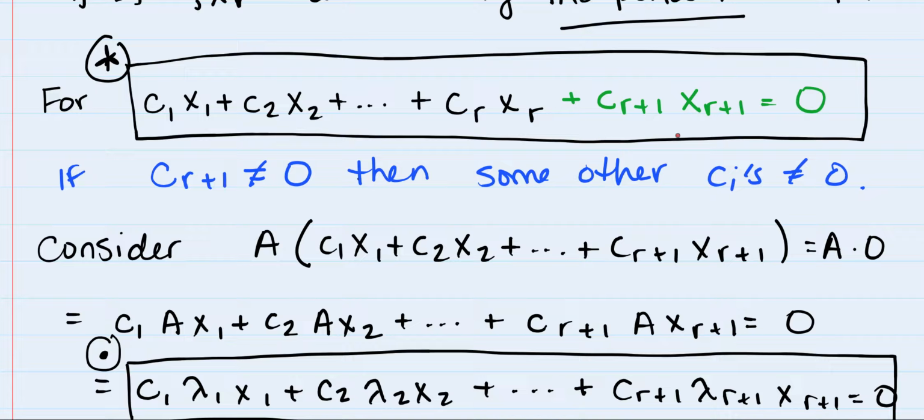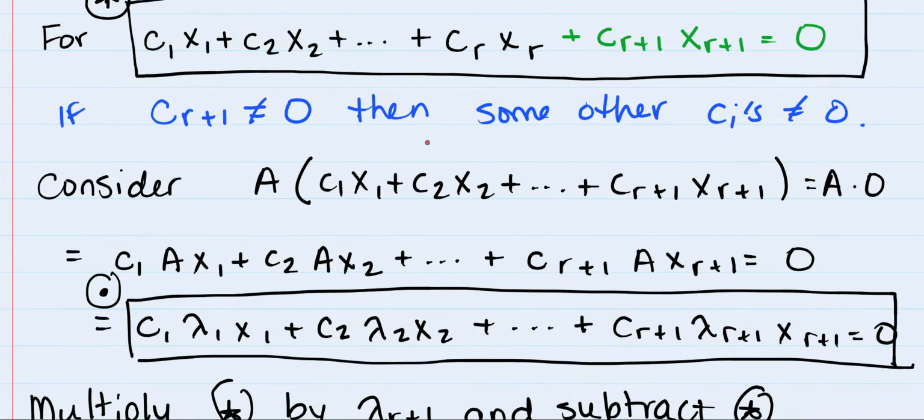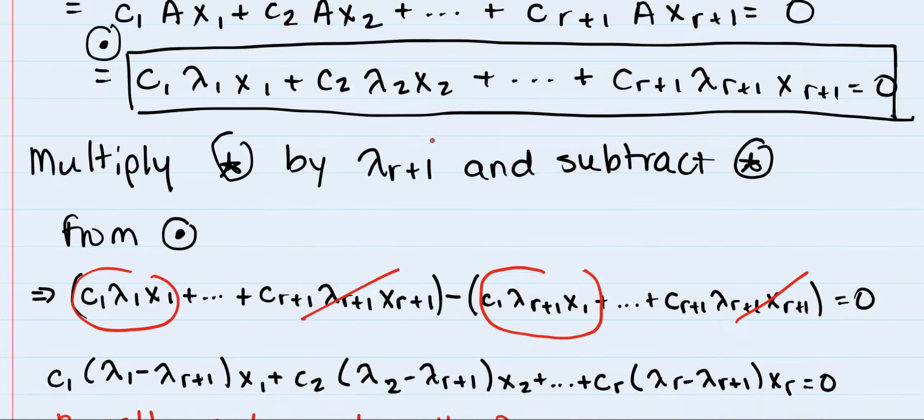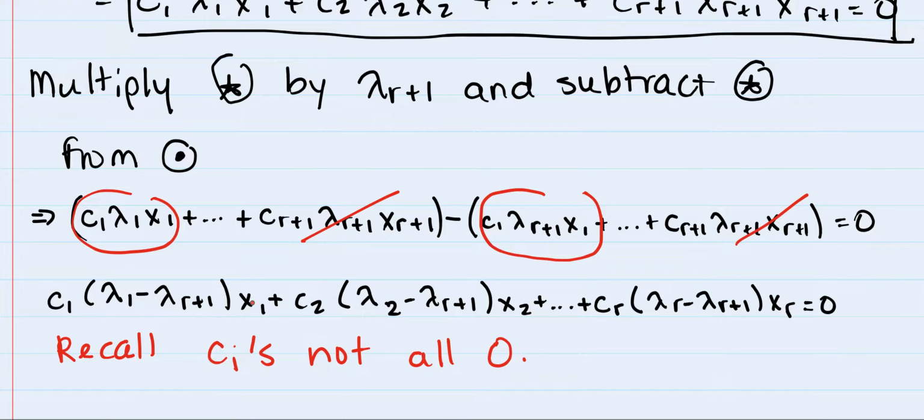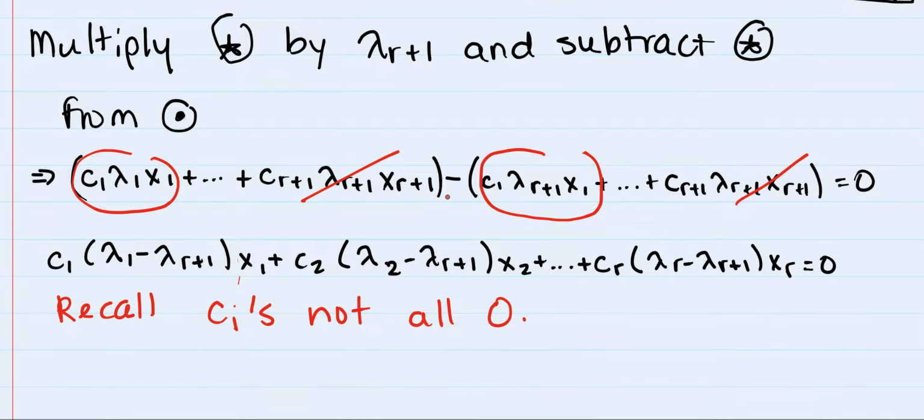In order for this to be true, and we said that the C r plus 1 is not 0, then we had to have some of these not being equal to 0. So those Ci's correspond to the Ci's here. Okay? But notice that I have a linear combination of x1, x2 all the way to xr, and these are linearly independent. So if these Ci's are not 0, this whole coefficient has to be equal to 0.